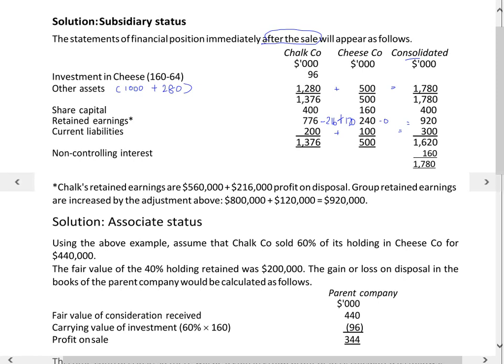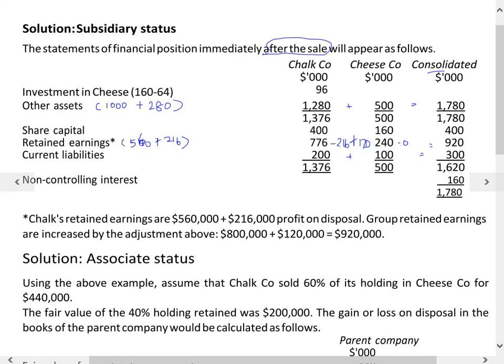The retained earnings, how much was it? 540, right? 560, because the group made profit of 216. So now I have 776. Eliminate 560. Gain on disposal. So we eliminate and in the group. And remember to consolidate post acquisition just like usual. Post acquisition. Okay, now?